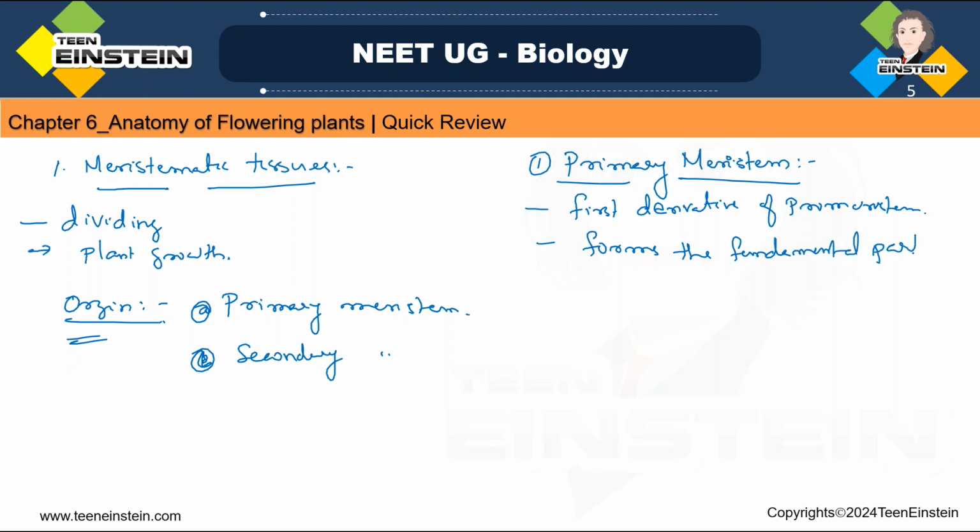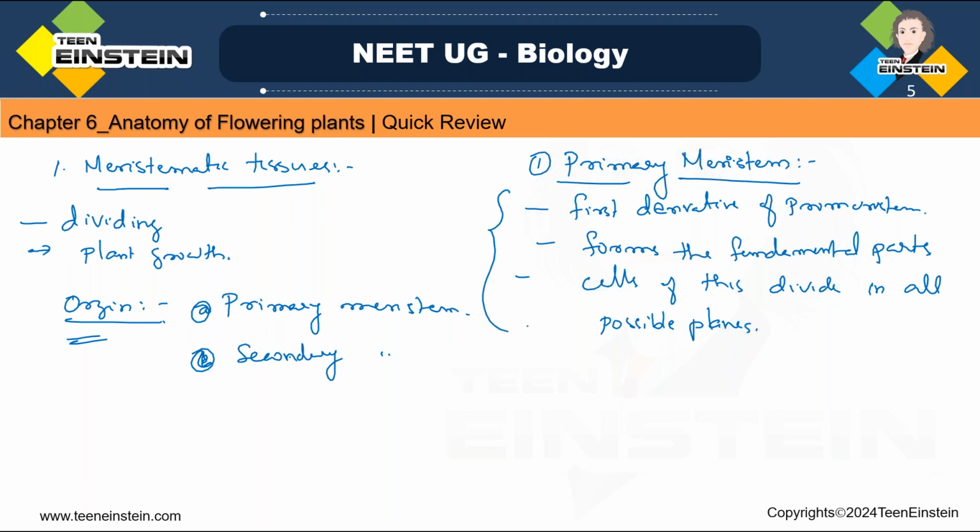Fundamental parts of that plant. And here, primary meristem, we said the cells of this primary meristem will divide in all possible planes. Primary meristem is the first derivative of promeristem, and this primary meristem is forming the fundamental parts. The group of cells of this primary meristem will divide in all possible planes. These are the three important points which we need to learn about the primary meristem.